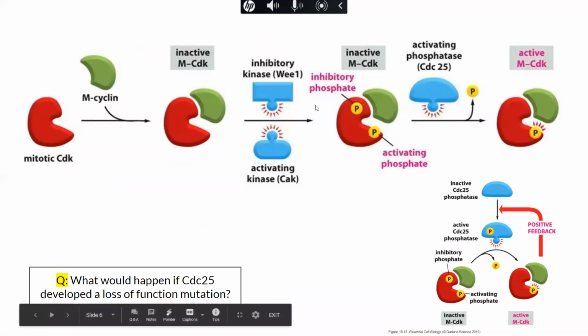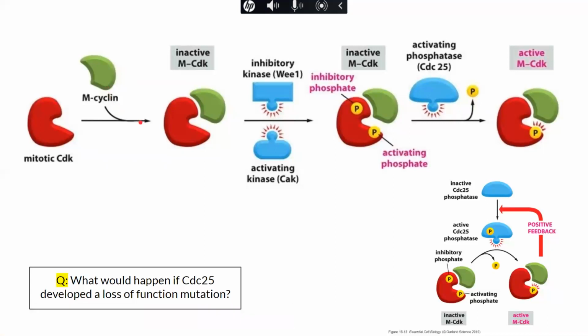This is this diagram. So here you have your M cyclin. This M cyclin levels rise during S phase, and then during G2, this is where they bind together with the CDK, the mitotic CDK. That's what mCDK stands for. And then you get WEE1 and CAC both phosphorylating at two different sites. So you have your inhibitory phosphate caused by WEE1 and your activating phosphate caused by CAC. But because you have this inhibitory phosphate, the entire complex is inactive. So this is important.